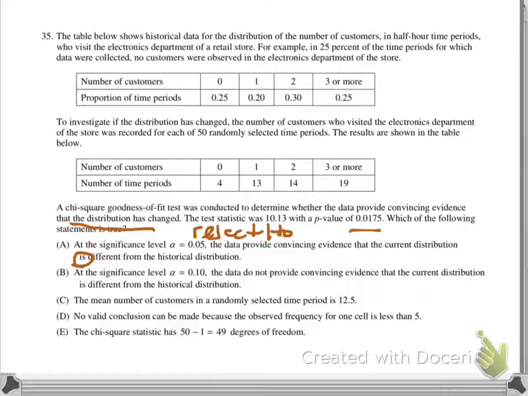Let's go look at here. The degrees of freedom for chi-squared is going to be r minus 1 times c minus 1. So it's not E. No valid conclusion can be made because one cell is less than 5. You can have one cell less than 5. It's 20% of the cells can be less than 5. And the mean, okay, that has nothing to do with this. So the answer is A.